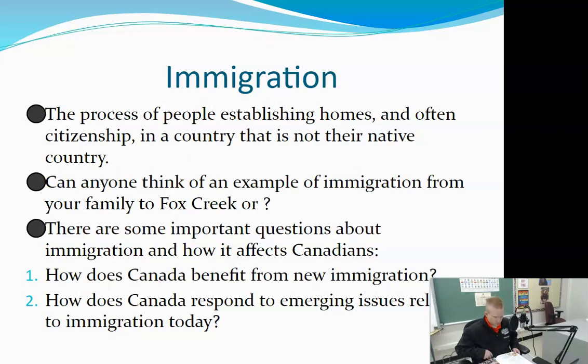Okay. So the introduction, if you're following along in the textbooks, is on page 162. Take an informal survey of how many of your friends have ancestors from other countries. The families of many Canadians originated in other parts of the world and immigrated to Canada. How does Canada benefit from new immigration? How does the government respond to emerging issues related to immigration today? This chapter explores Canada's immigration laws and policies. They say who can come to Canada from other countries to work and live.